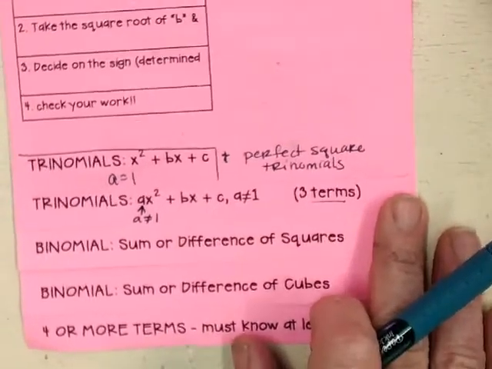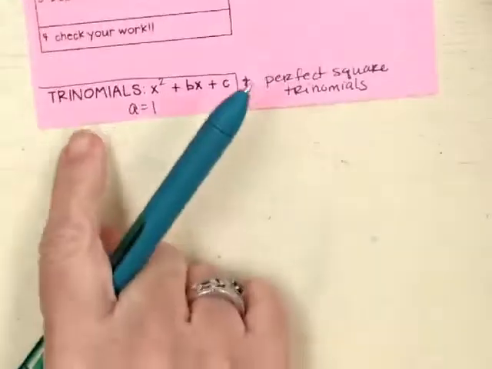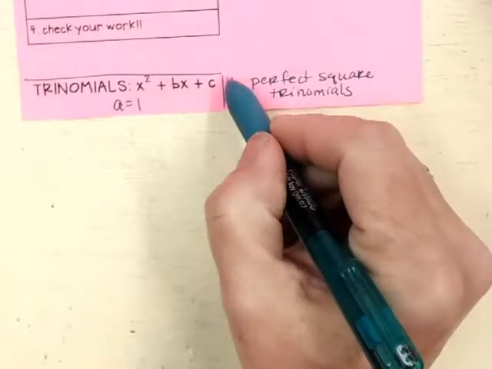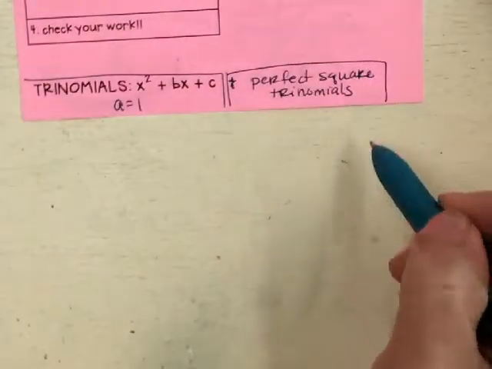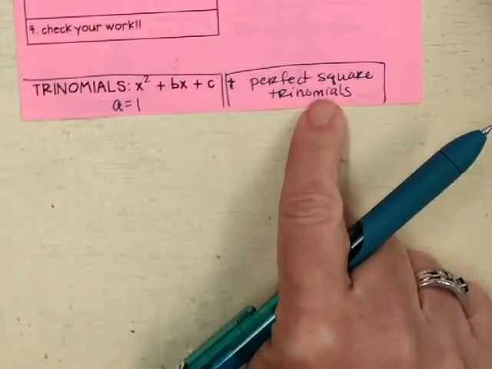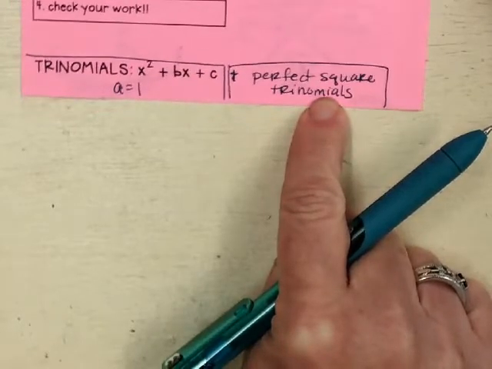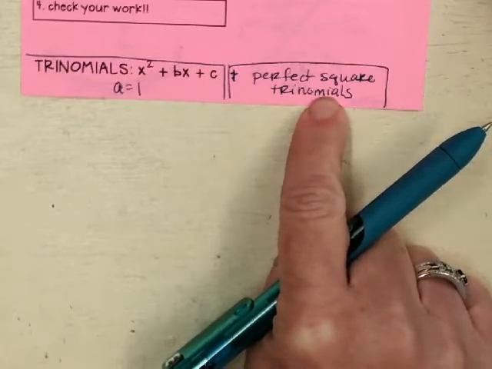Alright, I want you to flip back to this page, and we're going to do this part of it. The perfect square trinomials. It's actually just kind of a shortcut that you can use. You don't have to do it, but it does make it a little bit easier if you recognize it and you do use it. So here's the thing with this.